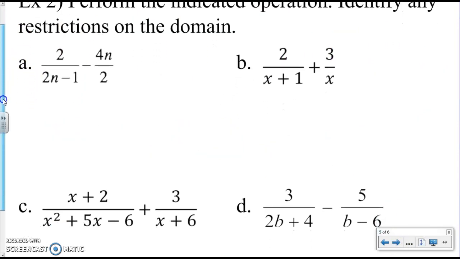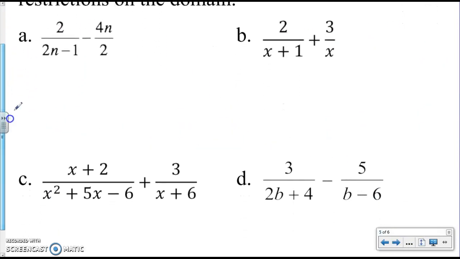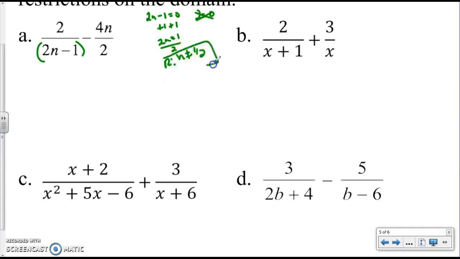Okay, now here's where it gets a little bit trickier. Notice that these are factored, but they're not the same. What I'm going to do is find my restrictions first. That one doesn't matter, so my first restriction is going to be 1/2. So n cannot be 1/2. The other one can't solve it, so I have to do it. And then I'm going to find my LCM.